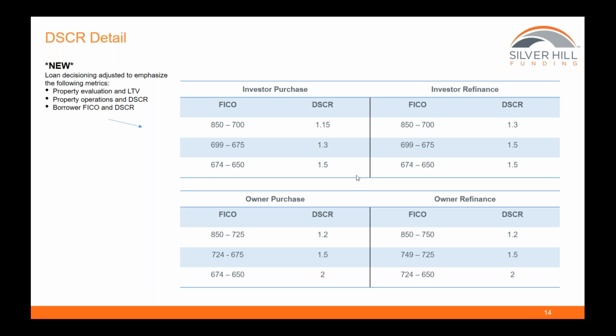You just need to understand that our minimums are 1.2 and 1.15. 1.2 owner occupied, 1.15 investor, and that has to do with the FICO scores. So this is something that's new. This is us adjusting for risk in the market related to cash flow as a result of the pandemic. So we didn't do this before.